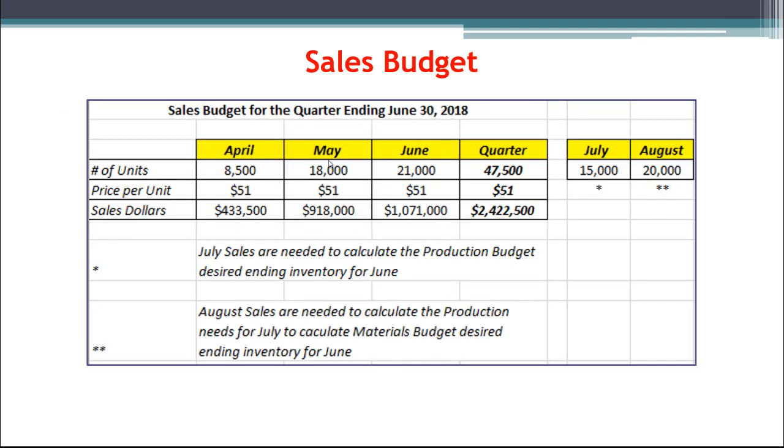Here's an example of the sales budget for a particular quarter, April, May, and June. Now notice, as we said, it's the number of units multiplied by the price per unit to give us the expected sales dollars for the unit.